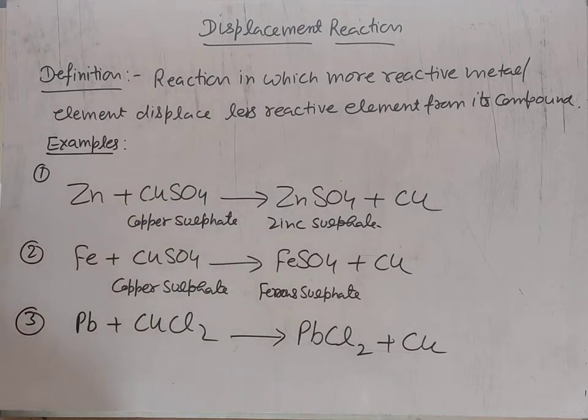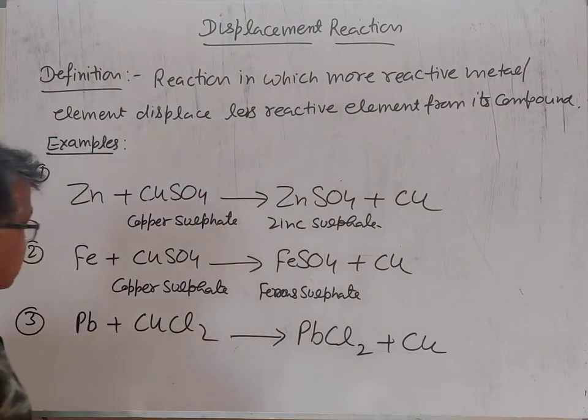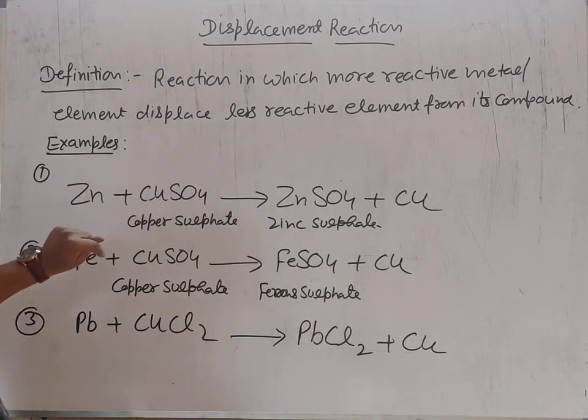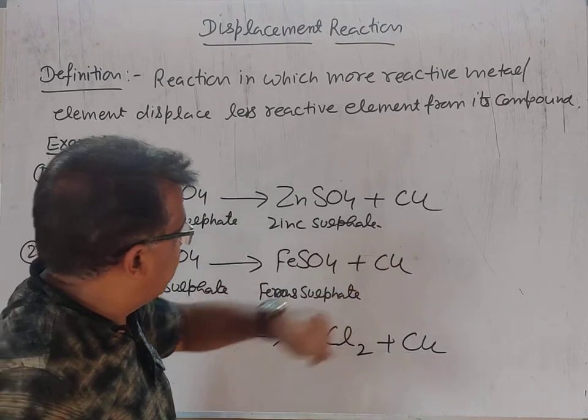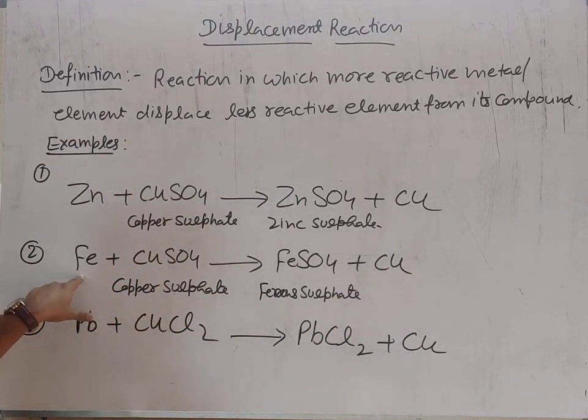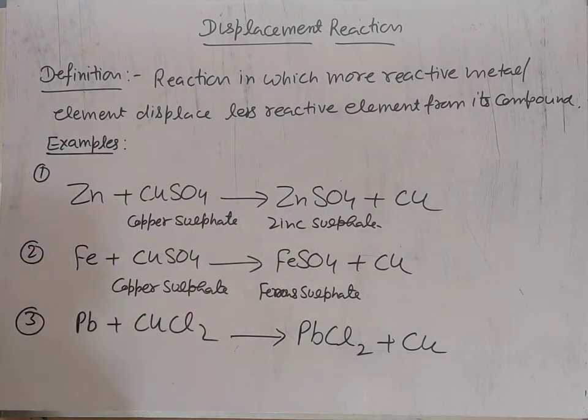So these are examples of displacement reaction in which a more reactive metal displaces a less reactive metal from its solution. Examples: zinc displaces copper from copper sulfate solution and forms zinc sulfate, and copper will move out. Similarly, iron displaces copper from copper sulfate solution and lead displaces copper from copper chloride solution. And as I told, these questions can be asked in twisted forms also. Now the next topic is double displacement reaction.